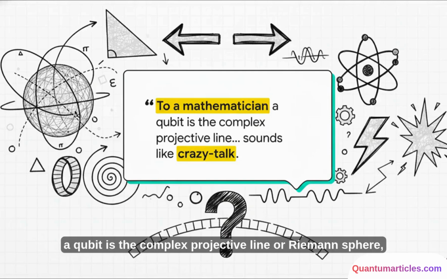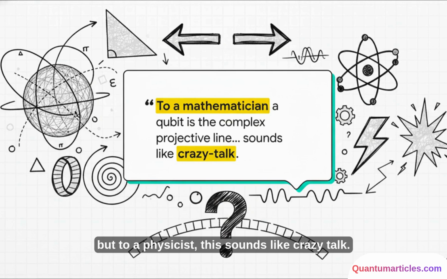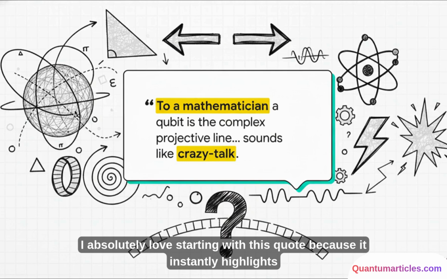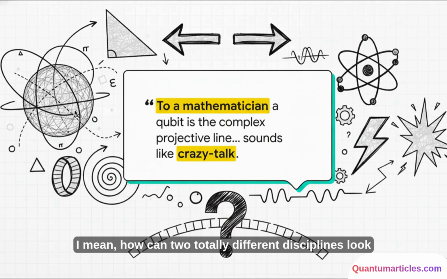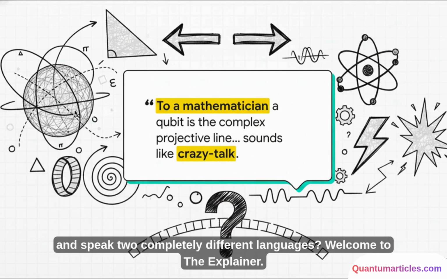To a mathematician, a qubit is the complex projective line or Riemann sphere. But to a physicist, this sounds like crazy talk. I absolutely love starting with this quote because it instantly highlights this fundamental, almost rebellious tension right at the heart of quantum computing. I mean, how can two totally different disciplines look at the exact same building block of the universe, the qubit, and speak two completely different languages?